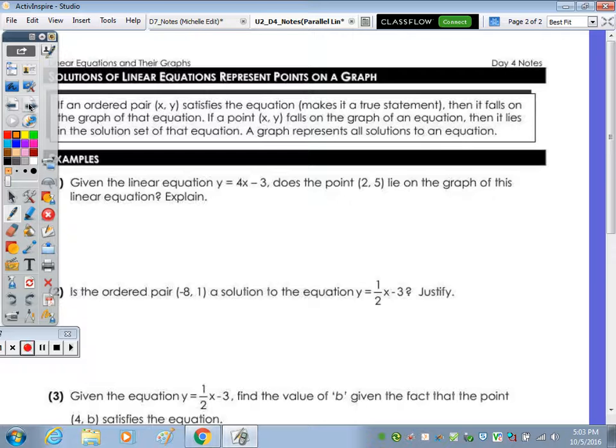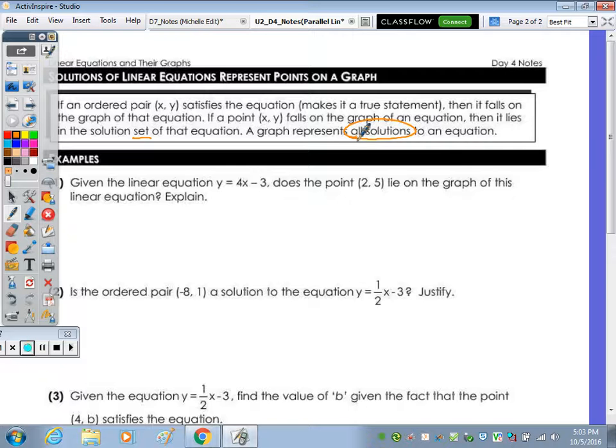A line extends infinitely, so there's an infinite number of points that lie on the line. Therefore we have a solution set rather than just one point or one solution. It's a set because a line extends infinitely in both directions. So a graph represents all the solutions. When you look at the line, that's representing all of the solutions to the equation.